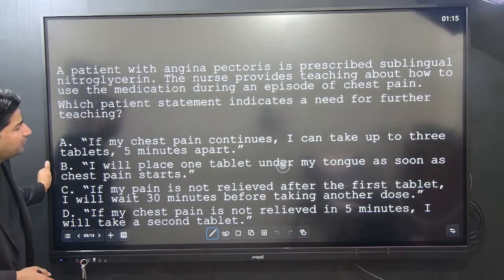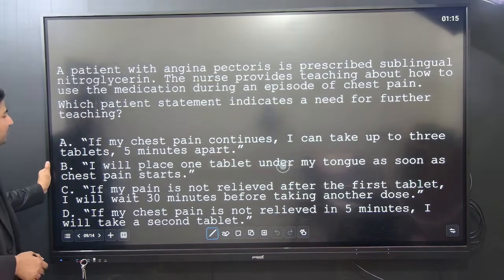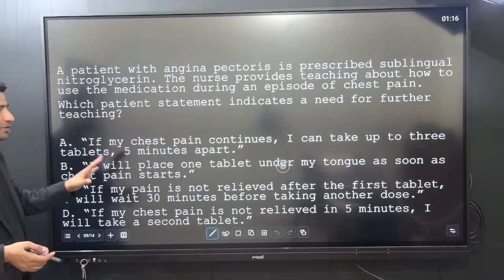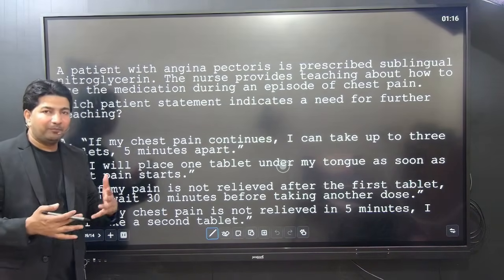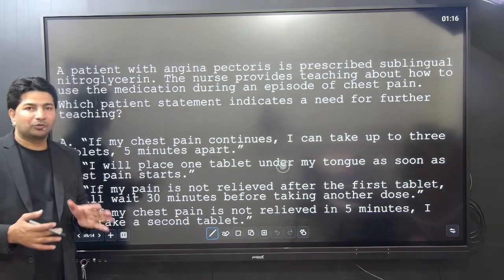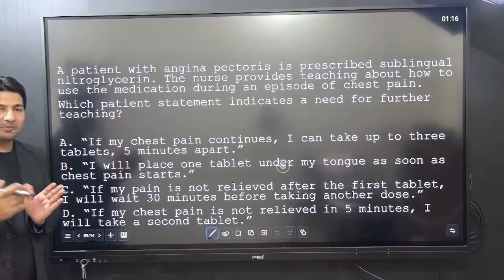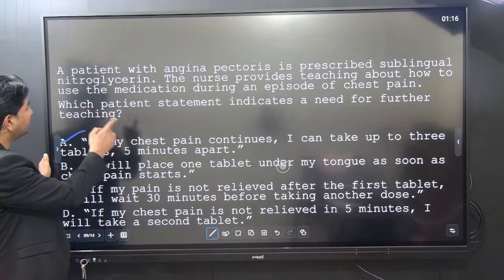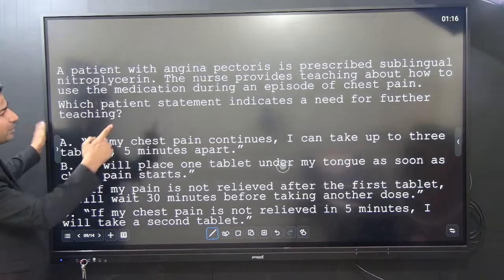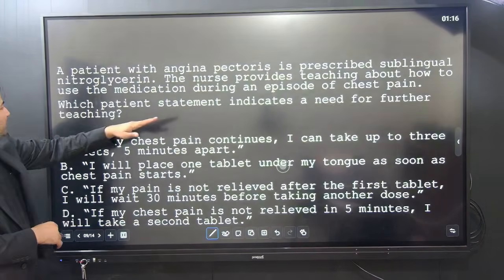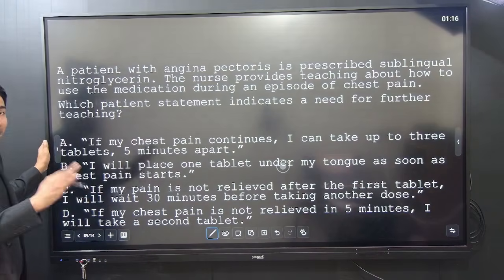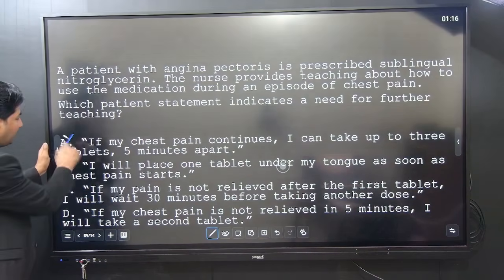If my chest pain continues, I can take up to 3 tablets, 5 minutes apart. Yes, we can take 3 tablets with a 5-minute gap. We can give nitroglycerin 3 times with 5-minute intervals. So this is a correct statement. While this statement is correct, the question asks for further teaching, meaning the incorrect statement will be our answer. So this one is wrong.